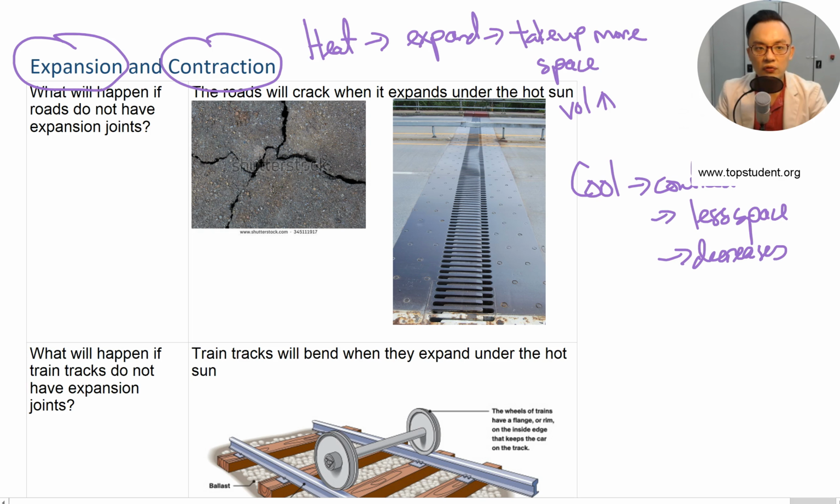Now let's look at the first question over here. What will happen if rods do not have expansion joints? So what are expansion joints? So these are expansion joints in the rod.